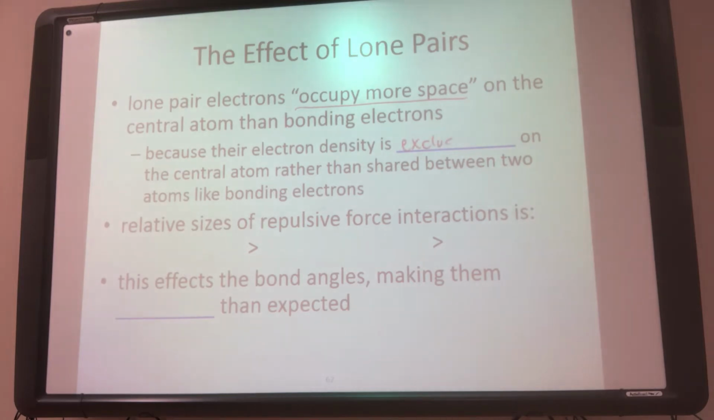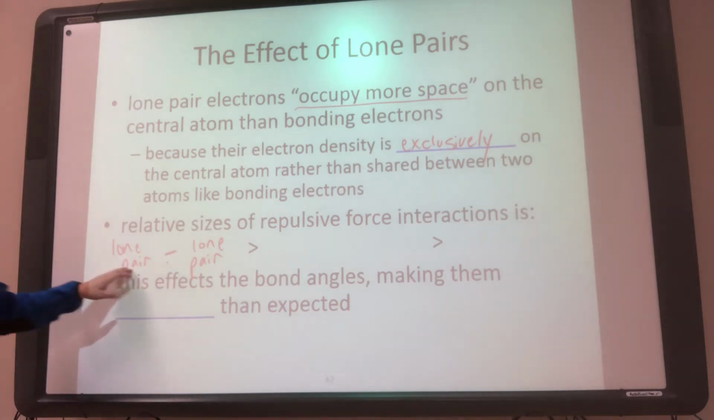Specifically, we're going to be talking about the central atom, because remember, we look at the central atom when we talk about shapes. So let's talk about this repulsion, okay? You can have lone pairs and you can have bonds. The biggest repulsion I have to deal with is if two lone pairs are next to each other. So lone pair to another lone pair is going to be a really high repulsion.